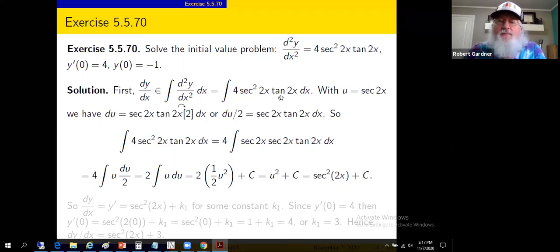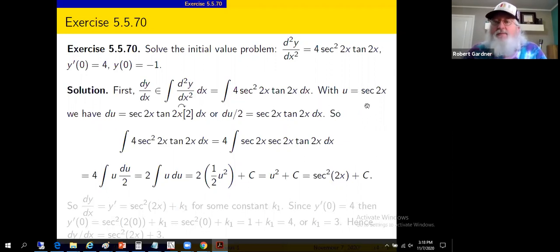The derivative of tangent is secant squared. The derivative of secant is secant tangent. So I think you can't lose whether you take u equal to tangent or u equal to secant. I've written it up here in terms of secants. If you let u equal tangent, the derivative of tangent is secant squared, and there's a secant squared right there. I think that'll work too.